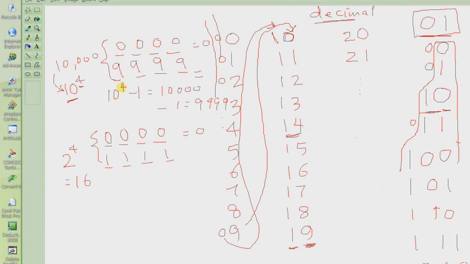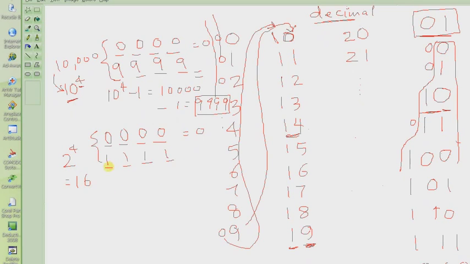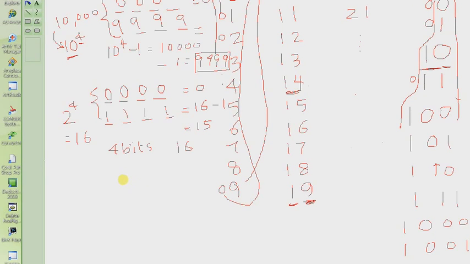And what is the largest number? It was 10 to the power 4, the total number of numbers, minus 1, because we started from 0. It was 9999. In the same way here, this number represents 16 minus 1, which is 15. So we can write from 0 to 15 if we are given 4 binary locations or 4 bits. If we are given 4 bits, we can represent 16 numbers.